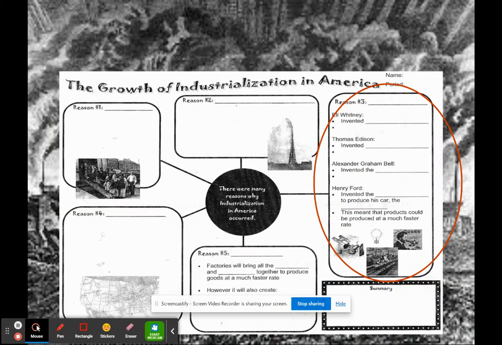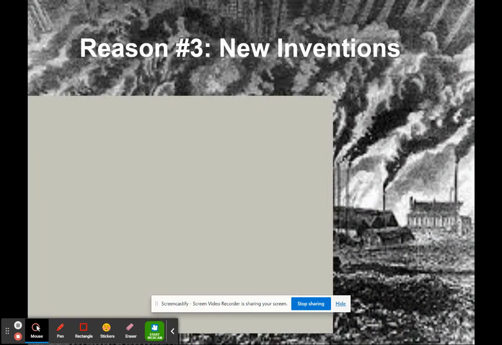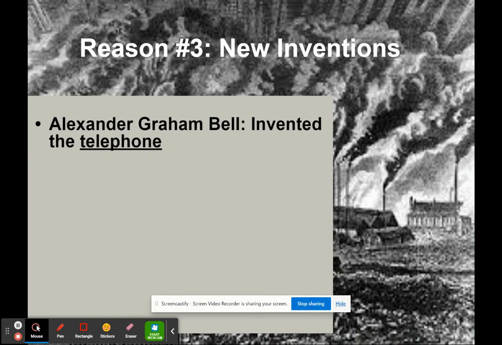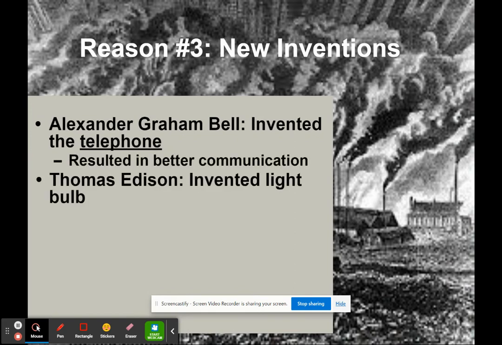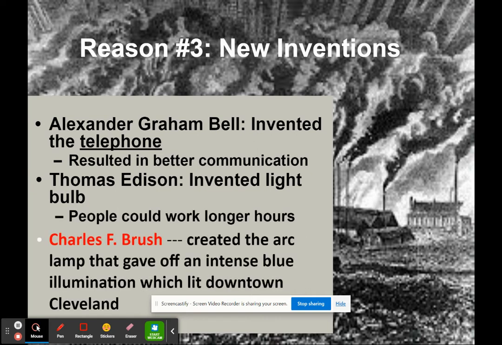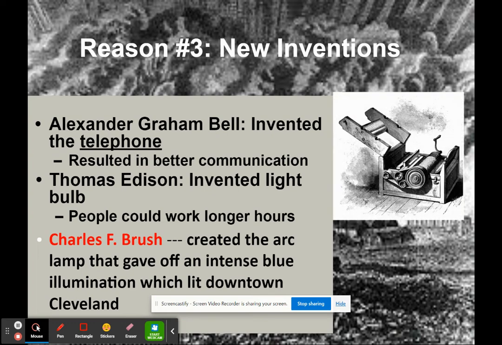Now you're going to take notes on reason number three. So reason number three is new inventions. Alexander Graham Bell invented the telephone, and this resulted in better communication. Thomas Edison invented the light bulb, so people could work longer hours. Charles F. Brush created the arc lamp that gave off an intense blue illumination, which lit downtown upon his invention. And you may be familiar with Brush High School, that's named after Charles F. Brush. Go ahead and hit pause if you need a few moments to fill in these notes.